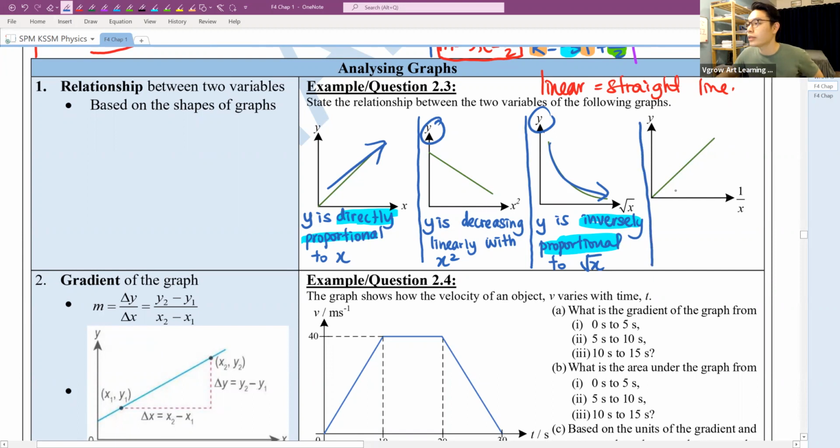Next one. This one also directly proportional. So we can say y is directly proportional to 1 over x. Okay, y is directly proportional to 1 over x.